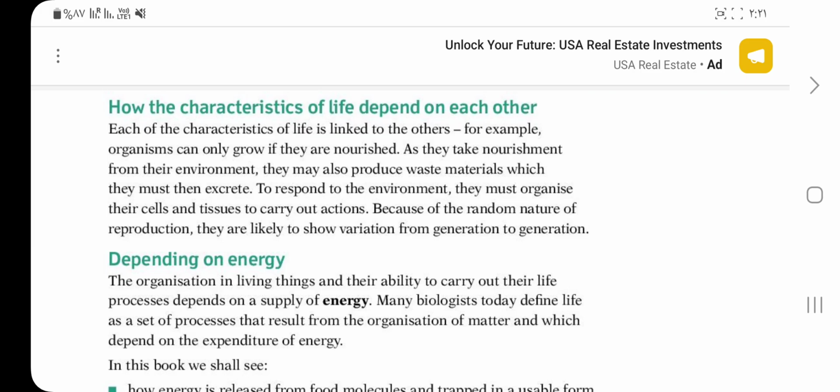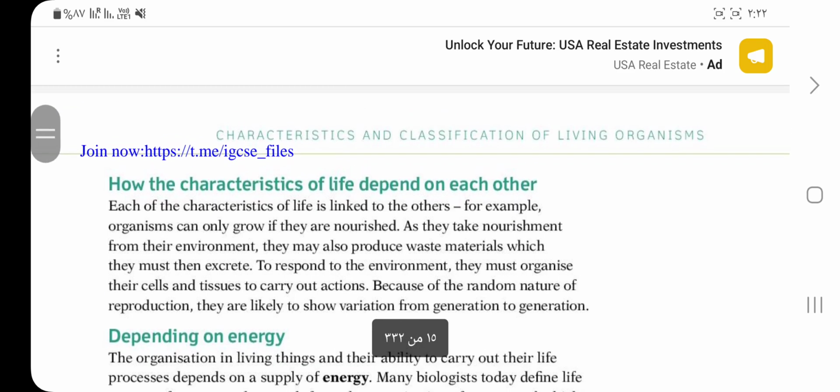Organisms can only grow if they are nourished. As they take nourishment from their environment, they may also produce waste materials which must then be excreted. To respond to the environment, they must organize themselves and their tissue to carry out actions. Because of the random nature of reproduction, they are likely to show variation from generation to generation, and we will take the variation on the last page.